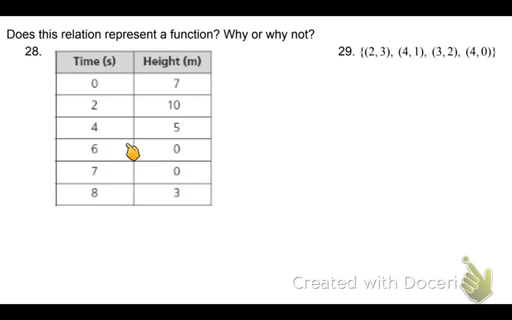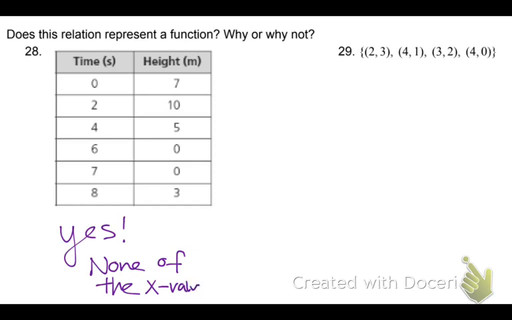If I push 6, I know I'm going to get 0. If I push 7, I know I'm going to get 0. Perhaps a little inefficient, but that's okay. This does represent a function. So for number 28, I'm going to say yes, this is a function because none of the x values repeat. All right, I want you guys to try number 29. Tell me whether or not that's a function and explain why or why not.